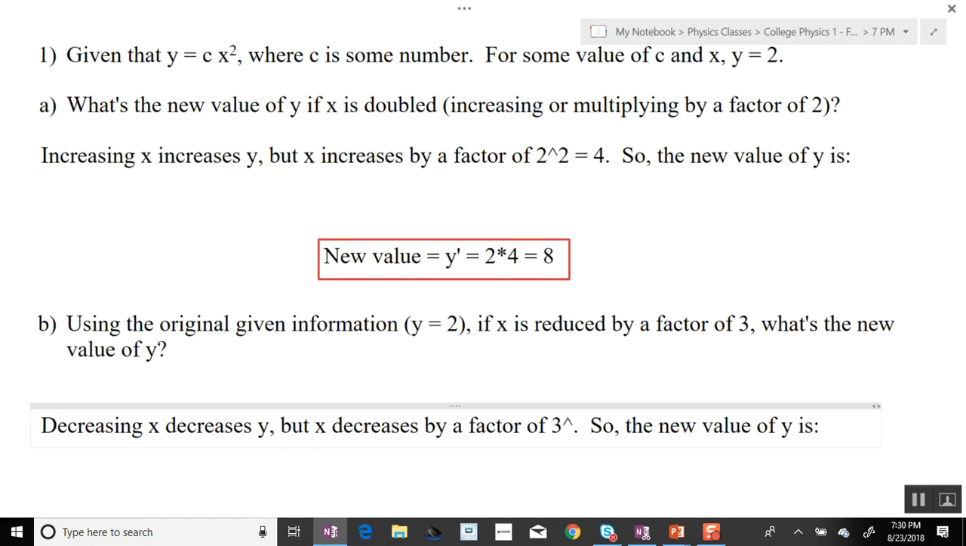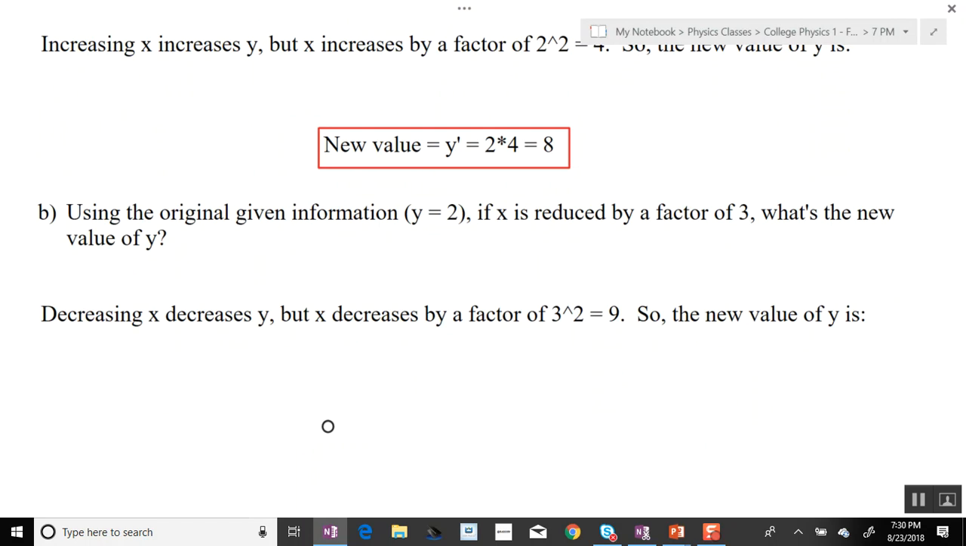Yeah, it's 3 squared, right? Because it's x squared, so it's 3 squared, which is 9, right? So what would the new value of y be? Yeah, so the new value, which is y prime, is 2, because we're assuming it's the original value of y, divided by, because anything that's decreasing is dividing, right? That's what we mean. So it's 2/9 or 0.22, right?